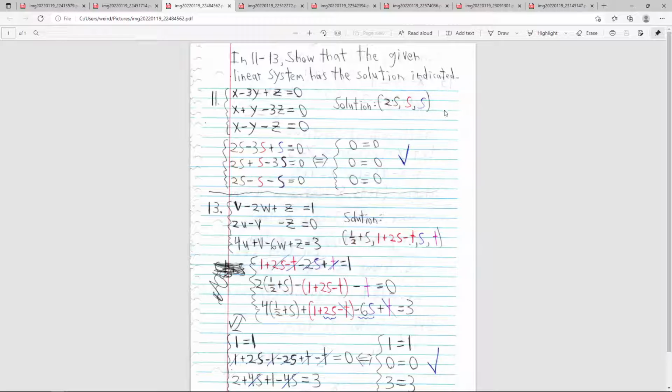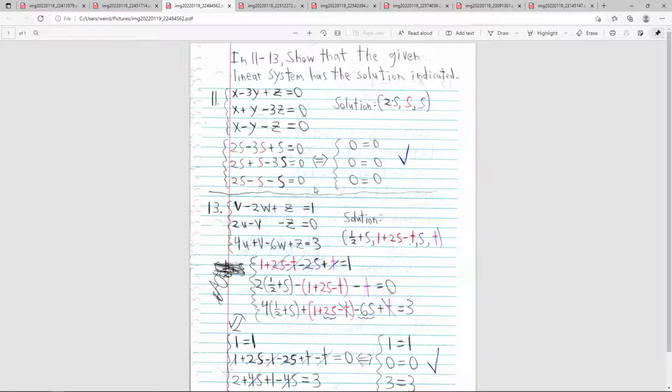So 2s, s, and s. We'll see pretty soon that means it's an infinite solution type of system, but either way, we're just plugging these x, y, and z variables in. So x equals 2s, y equals s, and z equals s. And it simplifies down, like 2s minus 3s plus s. That's 2s minus 3s is negative 1s, so negative s, plus s, that's equal to 0.